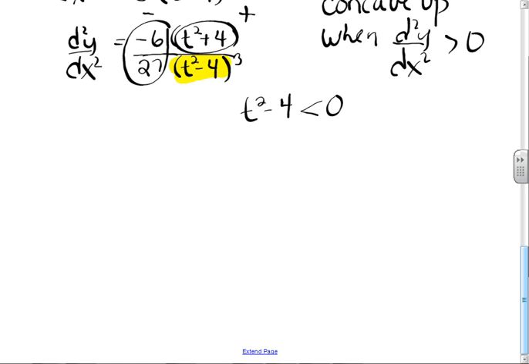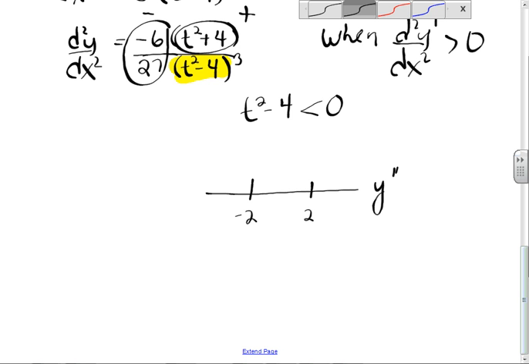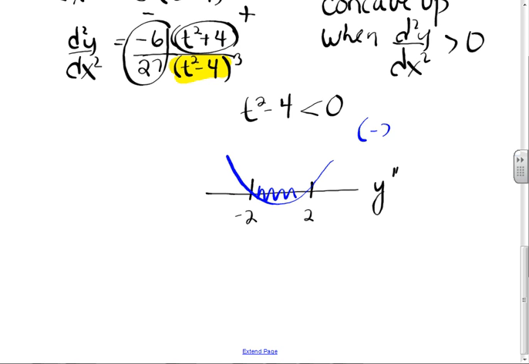So I'm going to put a little line chart here. Where are the split points? Where is it 0? 2 and negative 2. And then I like to be clever. This is y double prime. And I know that that's a parabola, and I know it looks like this. And so where is it negative? Between negative 2 and 2. But if you don't simplify, solving is hard. So you want to simplify.